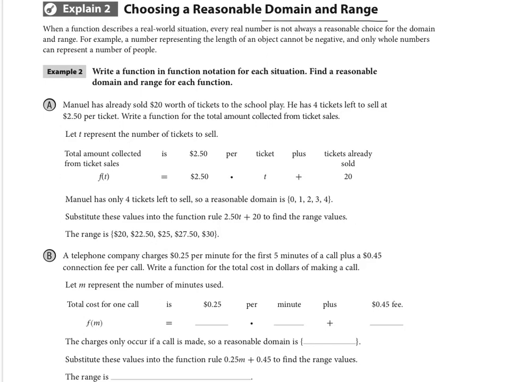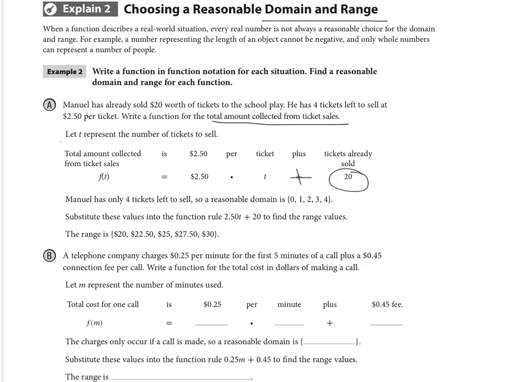Manuel has already sold $20 worth of tickets to pay to the school play. He has 4 tickets left to sell at $2.50 per ticket. Write a function for the total amount collected from the sale. So we want how much money he collects. We know he's already collected the $20, so plus the 20.